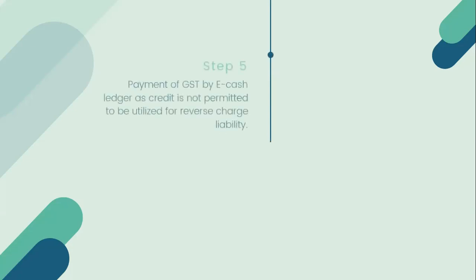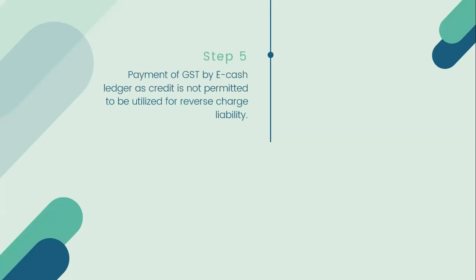Next point is payment of GST by e-cash ledger as credit is not permitted to be utilized for reverse charge liability. We discussed this in detail in the earlier slide. To just give you a revision of what we discussed relating to this payment, the payment under reverse charge can only be done by debiting the electronic cash ledger as the input tax credit, that is debiting of electronic credit ledger, is not permitted.